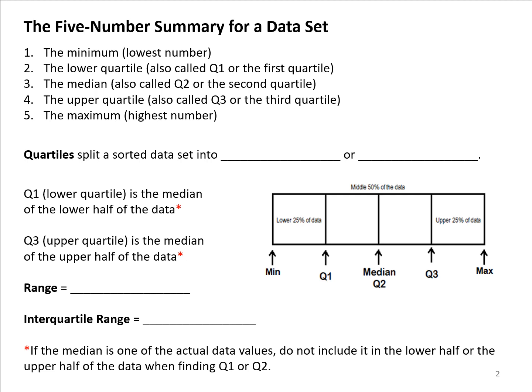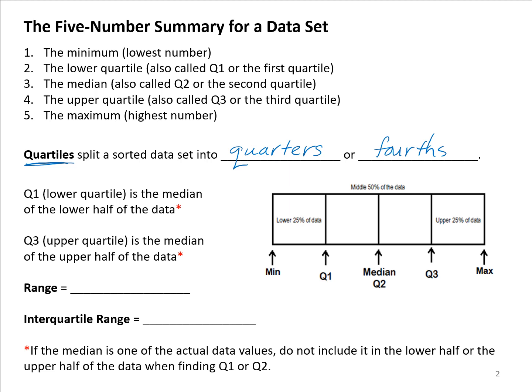3 of these numbers refer to quartiles. Now, let's talk about what quartiles are, and that's going to help us understand what the 5-number summary does. A quartile, or quartiles, split the sorted data set into quarters. So that's why they're called quartiles. They split the data set into quarters. Or if you think about fractions, that would be fourths.